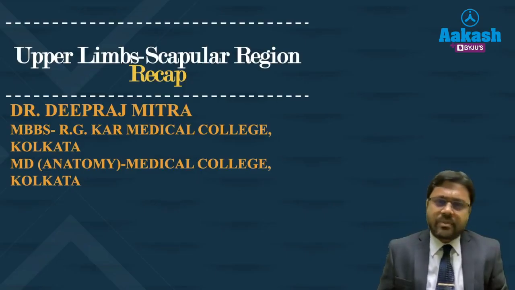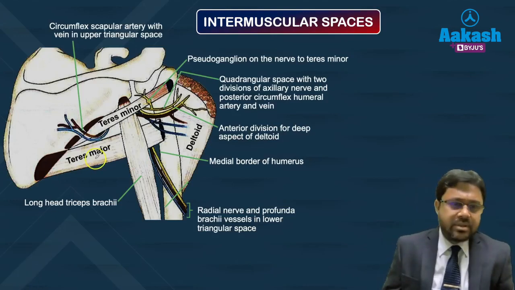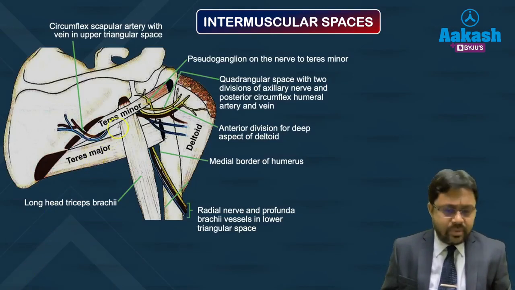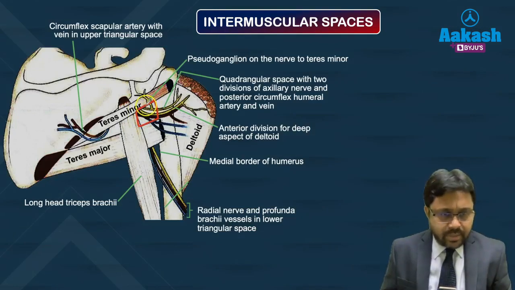Let's do a brief recap of the scapular region. So we began with this picture, a view of the right-sided scapular region from the back. We talked about three spaces. This was the quadrangular space, having the boundaries of the teres minor in the superior part.